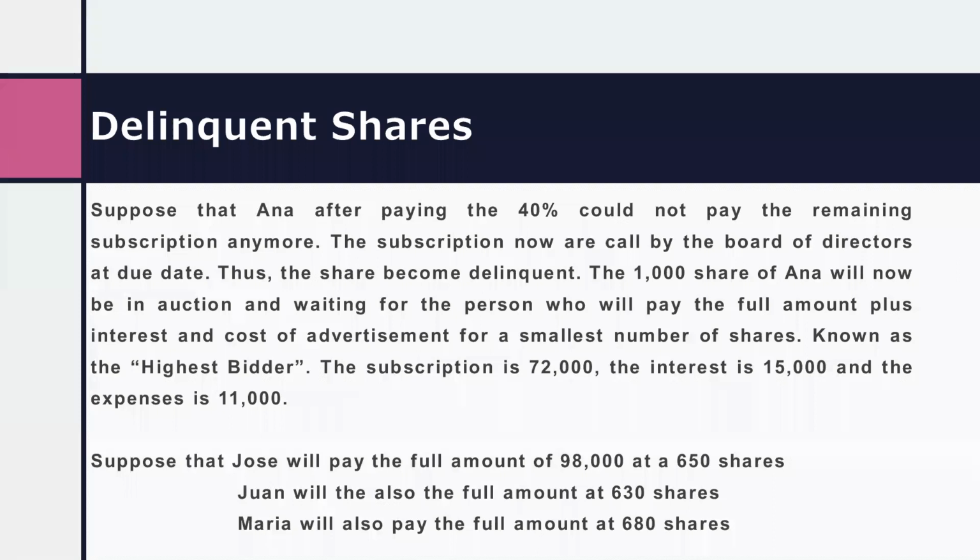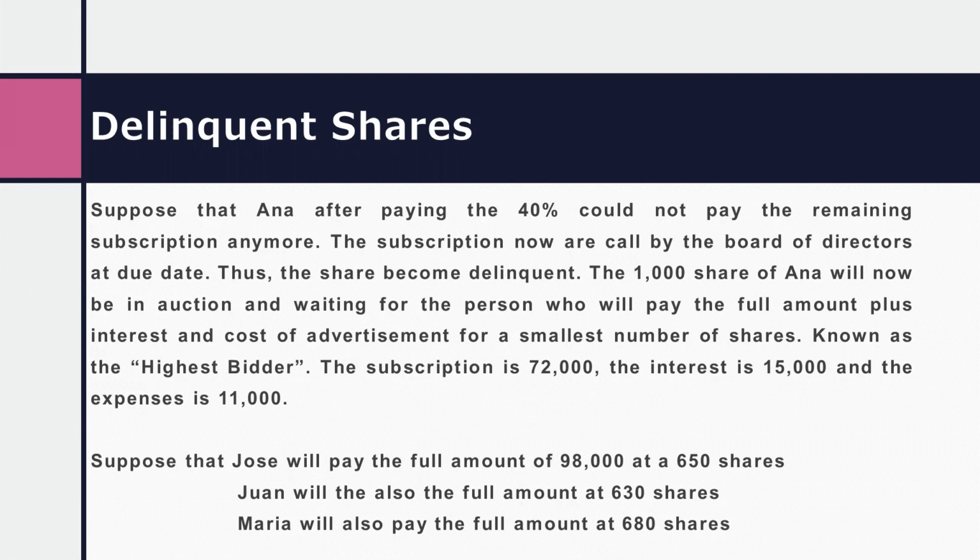So we have here an example for delinquent shares. Suppose that Anna, after paying the 40,000, after paying the 40%, could not pay the remaining subscription anymore. So the subscription is now called by the board of directors at due date. Thus, the share becomes delinquent. So the 1,000 shares of Anna will now be put in auction, waiting for the person who will pay the full amount plus interest and cost of advertisement for the smallest number of shares.